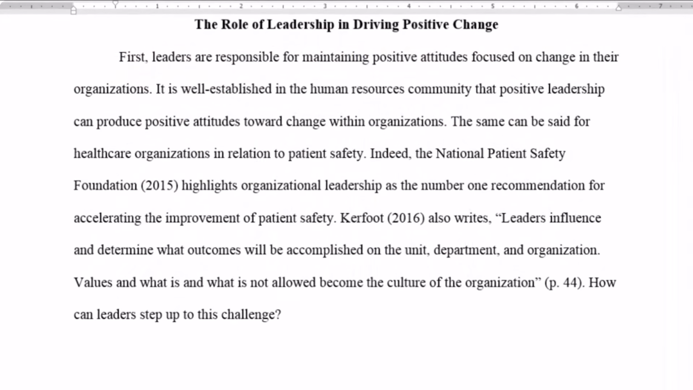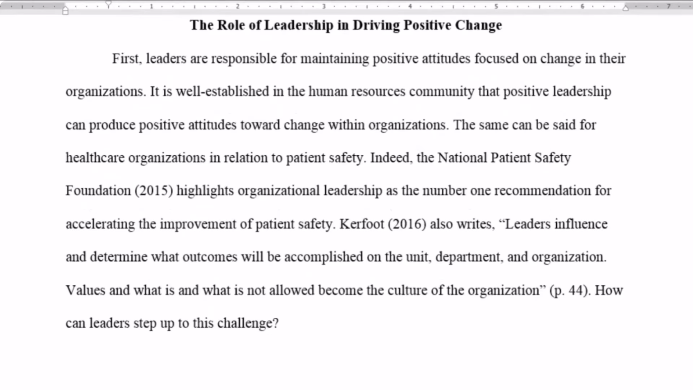Okay, let's get into the first paragraph. As we pointed out, first up is the topic sentence. Quote, "First, leaders are responsible for maintaining positive attitudes, focus on change in their organization." Then, Marcellus explains or elaborates on that statement in two sentences of his own. It is well established in the human resources community that positive leadership can produce positive attitudes toward change within organizations. The same can be said for healthcare organizations in relation to patient safety.